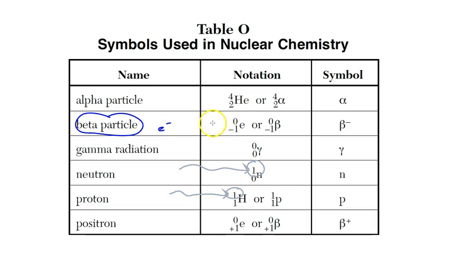Okay, now interesting enough, a beta particle is a fancy word for an electron. And there's the e. And we put a 0 here because compared to a proton or a neutron, their mass is insignificant. In truth, an electron is about 2,000 times lighter than these two.